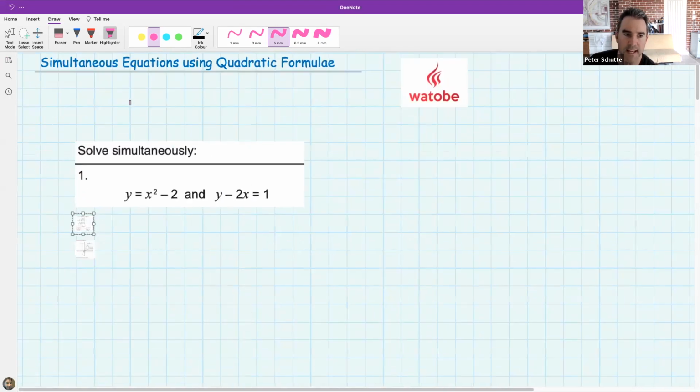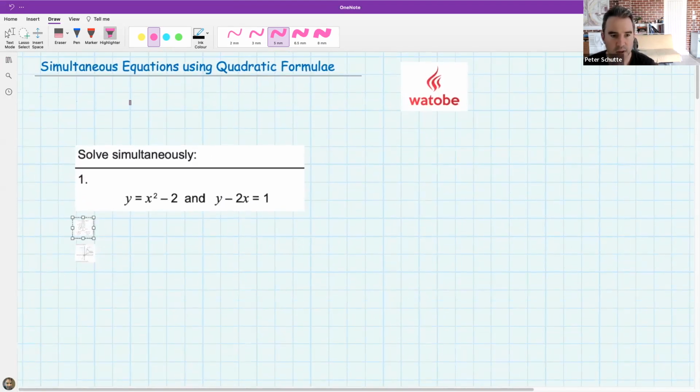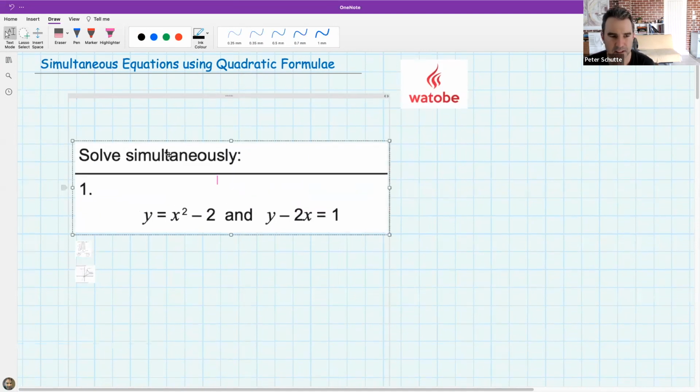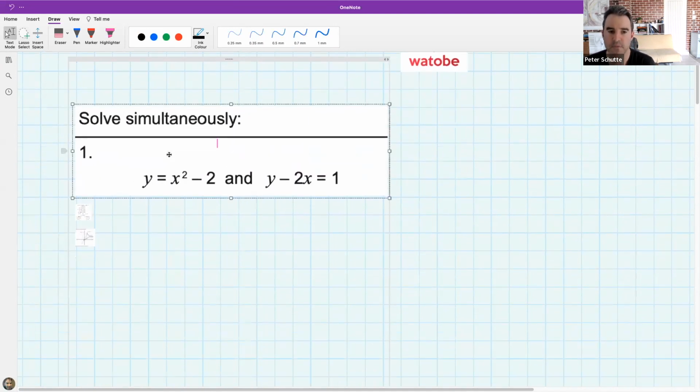So what is the main topic for today? We are going to learn how to solve quadratic simultaneous equations. So what does that mean? Well, I think the best way to do it is for me to show you.